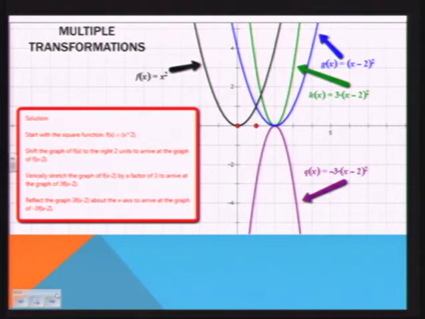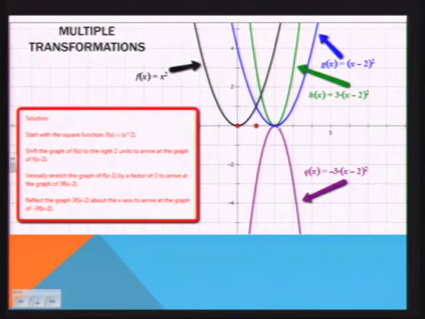So in this case, you're going to see that there are going to be various kinds of transformations that occur. So originally, we have a parent function, which is x squared. Now, we're going to shift the graph of f of x to the right 2 units to arrive at the graph of f of x minus 2. So you will note that we started with x squared, which is our black graph, our parent function, or common function graph. Now you will look at the x minus 2, which was a horizontal shift to the right 2 units.